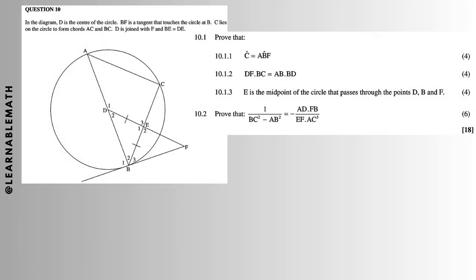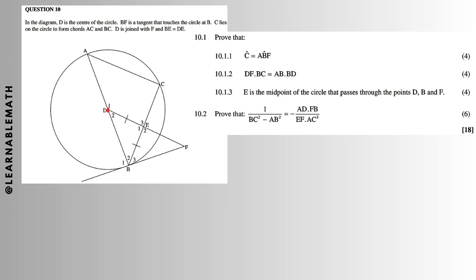Okay, question 10. It says in the diagram, D is the center of the circle. Let me just indicate this with a dot there to show it's the center of the circle. BF is the tangent that touches the circle at B, and we can see it's drawn there. C lies on the circle to form chords AC and BC, and D is joined with F, and BE equals DE. All these are represented in your diagram.